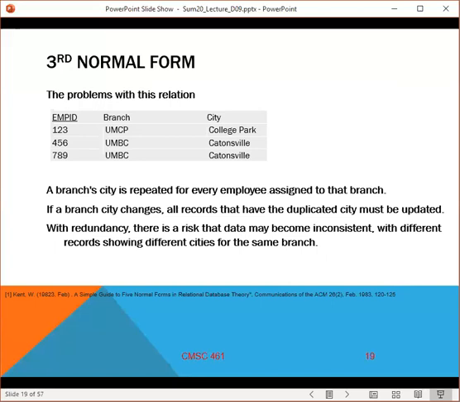So this leads to, again, some problems. If a branch moves out of one city into another, then all the records for that duplicated city must be updated. A branch city is repeated for every employee assigned to that branch, so we have redundancy. And with redundancy, there's a risk of inconsistency over time. So this has some problems that we want to get rid of.